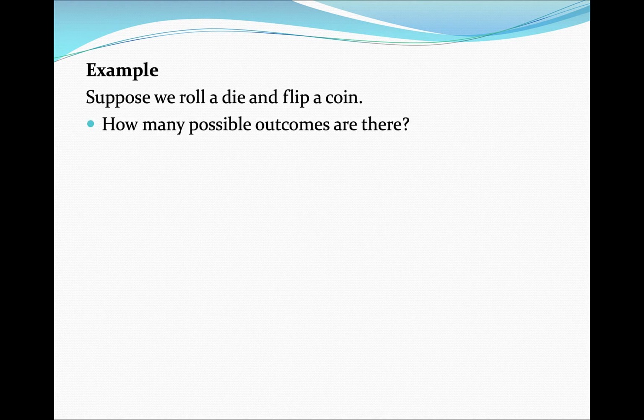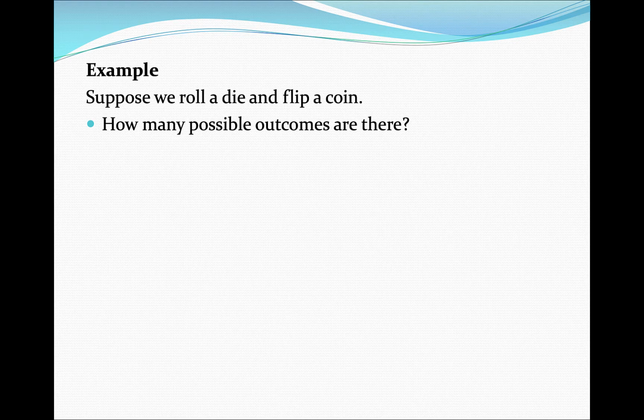So anytime you're dealing with an experiment and you want to calculate probability, the first thing you have to do is think about the outcomes. So in this case, we have a series of operations because we're doing basically two things. We're rolling a die and then we're flipping a coin. So we call those operations. The first operation is that we roll a die. The second operation is that we flip a coin.